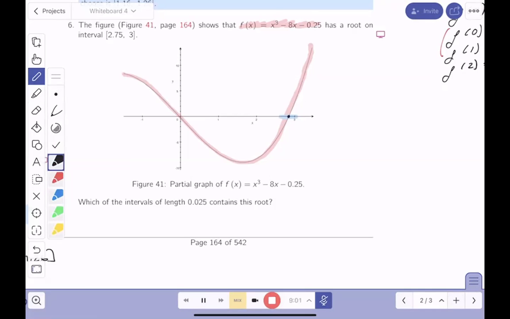So what am I saying over here? I'm saying that x cubed minus 8x minus 0.25 is equal to 0. And I'm seeing the root between 2.75 and 3. All right. They gave me a picture. It says, which of the intervals of length 0.25 contains the root?